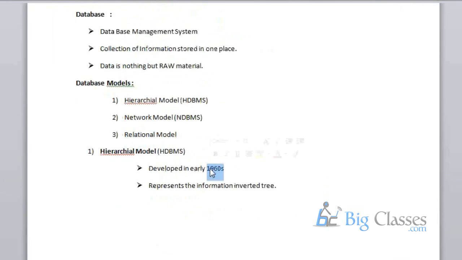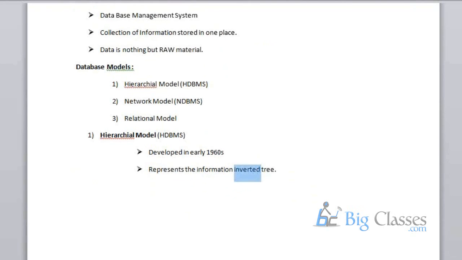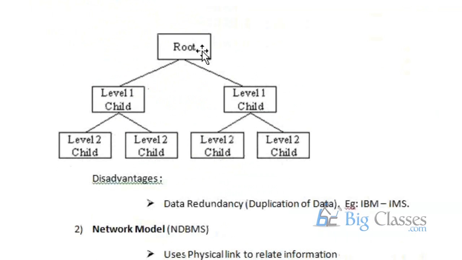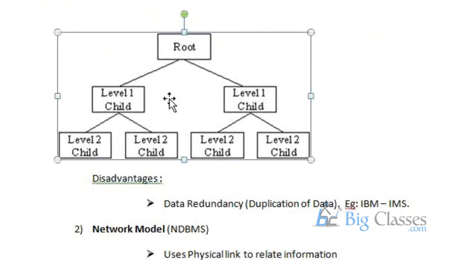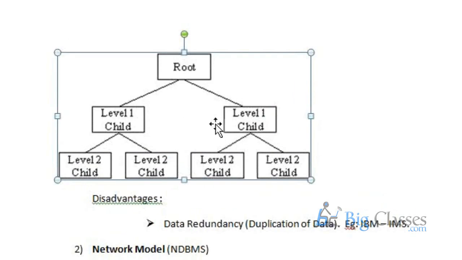Hierarchical models were launched in the 1960s, and they represent the information in the form of an inverted tree-like structure. I told you the model represents the structure of the data, and you can see here the inverted tree-like structure. There will be a root information, then child information at one level, and at level two further child information. Like this, the employee data or customer data is stored in the form of a tree-like structure in hierarchical database models.